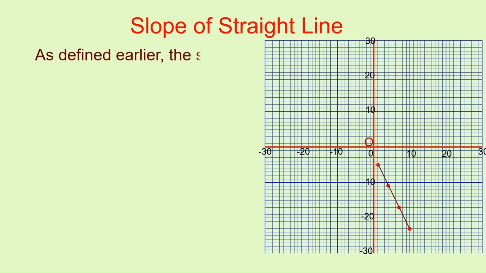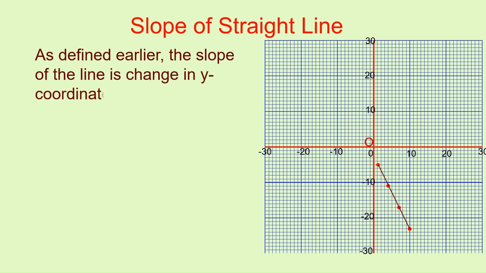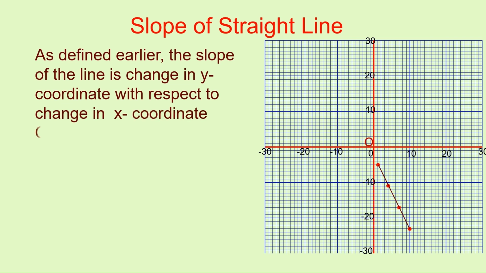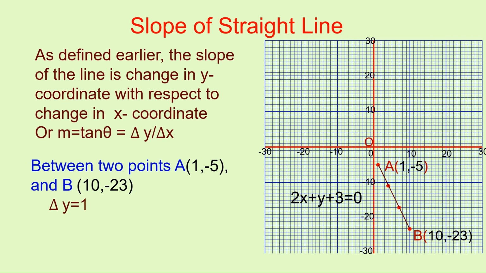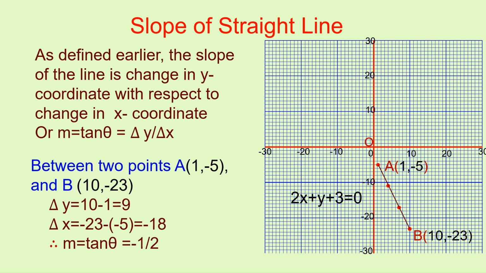Slope of a straight line. As defined earlier, the slope of the line is the change in y coordinate with respect to the change in x coordinate, or m equals tan theta equals delta y divided by delta x between 2 points A (1, -5) and B (10, -23). Delta y equals 10 minus 1, which is 9. Delta x equals minus 18. Therefore m equals tan theta equals minus half.